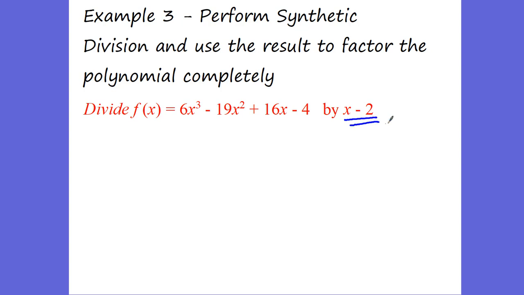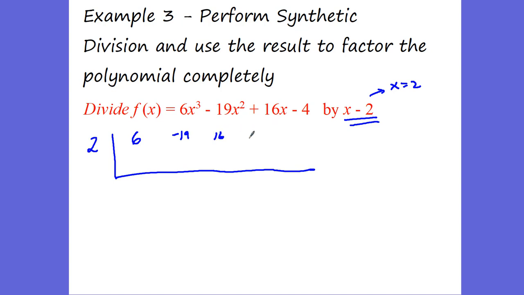Okay, so you take a look at your factor, x minus 2. That means x is equal to 2 is a 0, which means we're going to put a 2 right here. And we're going to do what's called synthetic division, which means we're just going to take the coefficients here. We're going to take this 6 because it was the x cubed, negative 19 because it was the x squared, 16 because it was the x, and minus 4.